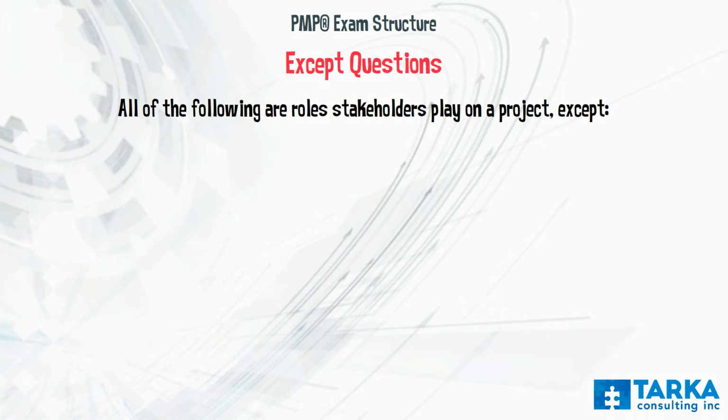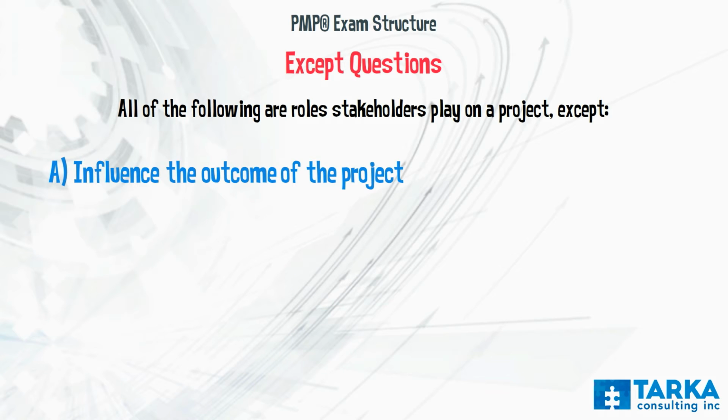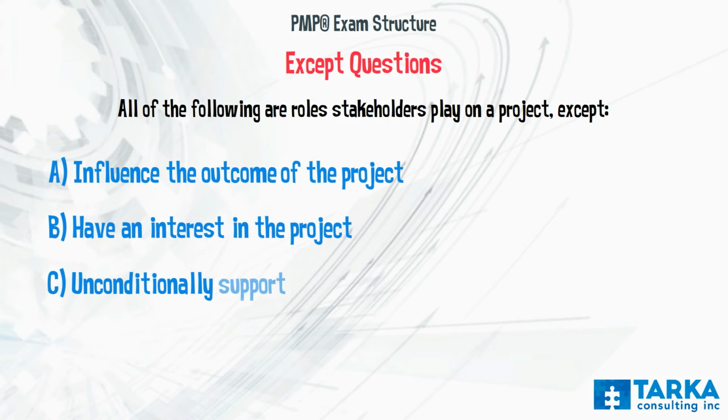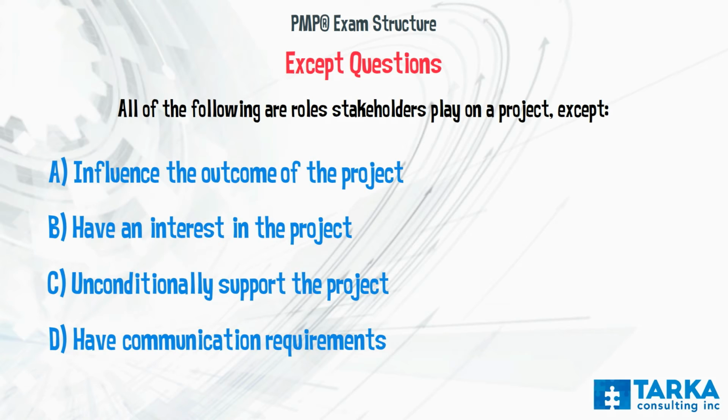All of the following are roles that stakeholders play on a project except A. Influence the outcome of the project. B. Have an interest in the project. C. Unconditionally support the project. Or D. Have communication requirements. In this case, the answer is C. Unconditionally support the project.